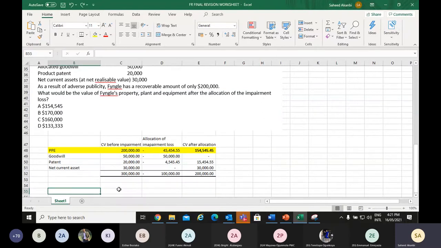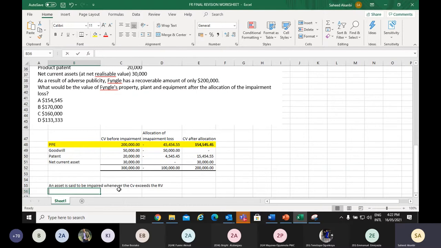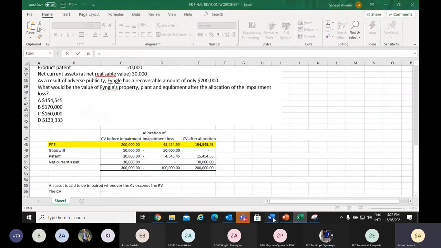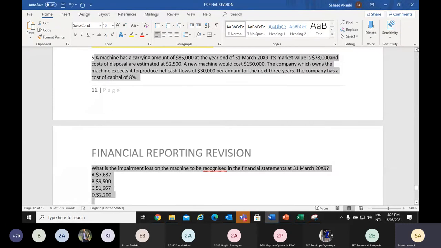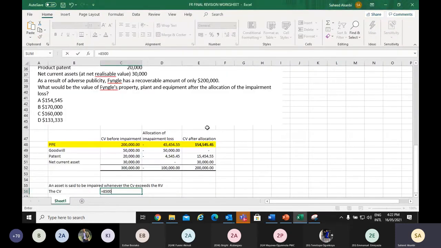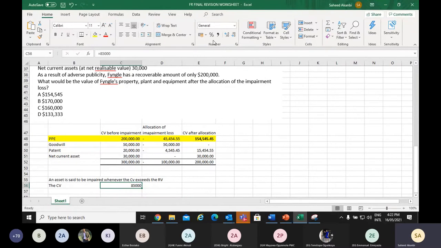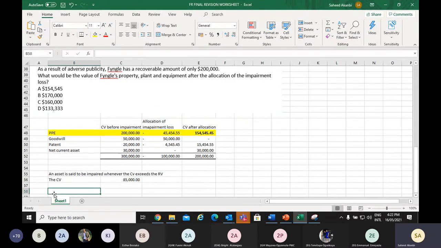Remember, I told you that for impairment, an asset is said to be impaired whenever the carrying value exceeds the recoverable value. So the carrying value here in this question is how much? $85,000. Do we agree? Oh, my people are not talking again. Yes, we agree, sir. We are here.